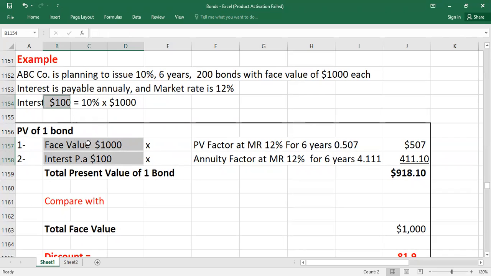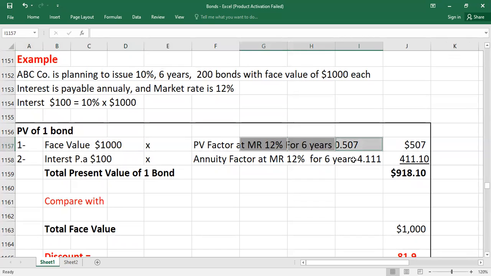Okay, so we will multiply the face value with the present value factor at the market rate, and the market rate is 12%. Don't forget. Go to the present value of $1 table and check the column for 12% for 6 years. You will find this value there, 0.507. Now I will multiply the face value, which is 1000, with this present value factor, 0.507, and I will get the present value of face.